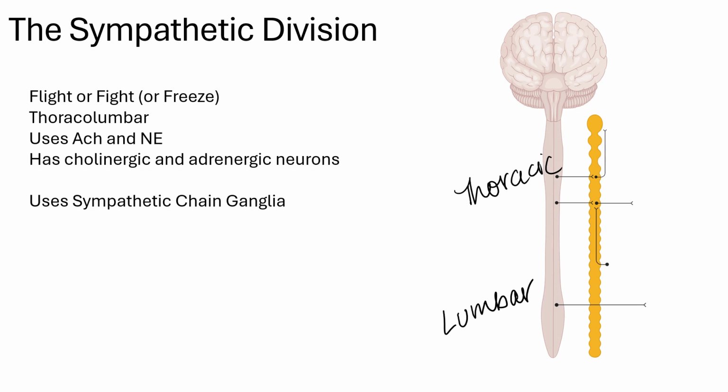This system is so much more complex because it has cholinergic and adrenergic neurons. So it has neurons that release acetylcholine and neurons that release norepinephrine. However, just like the parasympathetic nervous system, all of the preganglionic fibers are cholinergic. All of them. It's the postganglionic fibers that have the option of secreting ACh or norepinephrine.